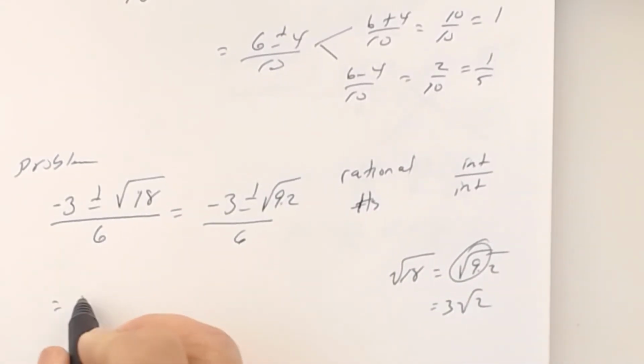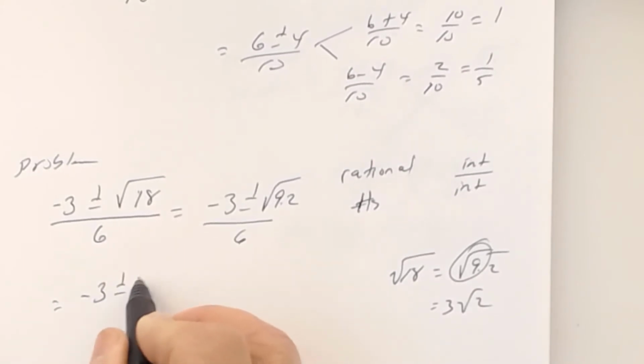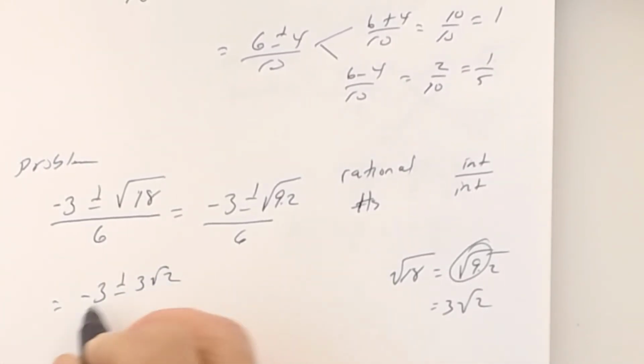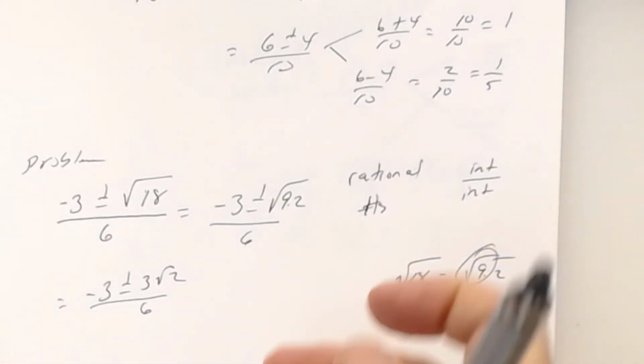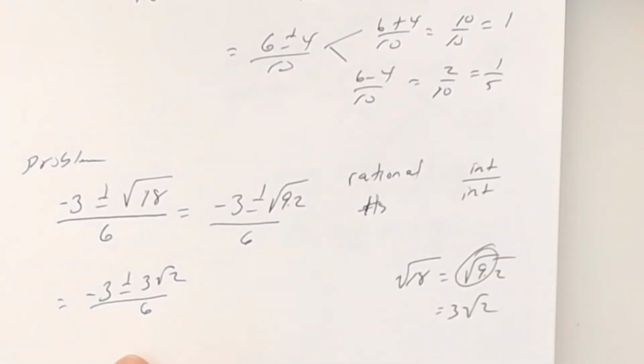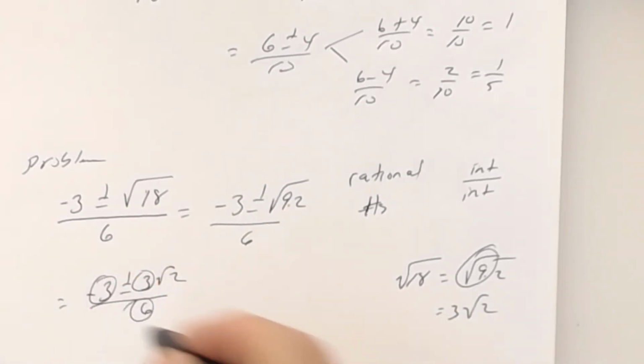So then you would say, well, that's going to be negative 3 plus or minus 3 square root of 2 over 6. If you get to that point, all this work, and you leave it like that, you'll get most of your points. You're not going to get all of it because I expect you to remember some things. What's one of the things I expect you to remember with this part right here? You can reduce. Those things I have circled, they're all divisible by what? 3. They're all divisible by 3.